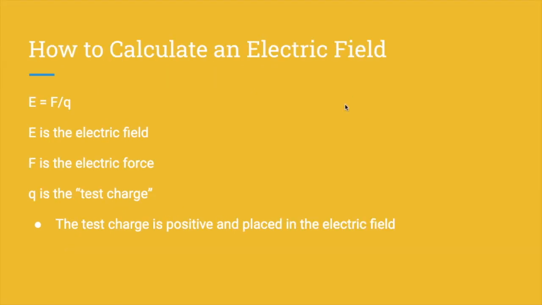So now let's go over how to calculate an electric field. The equation to calculate an electric field is E equals F over Q. E is going to represent the electric field, F is going to represent the electric force, and Q is the test charge. Now Q is always going to be a positive test charge placed in the electric field. So basically this equation is taking the variables of an electric field and the force and seeing how it interacts with the positive test charge, and from that you can figure out different variables, in this instance the electric field.